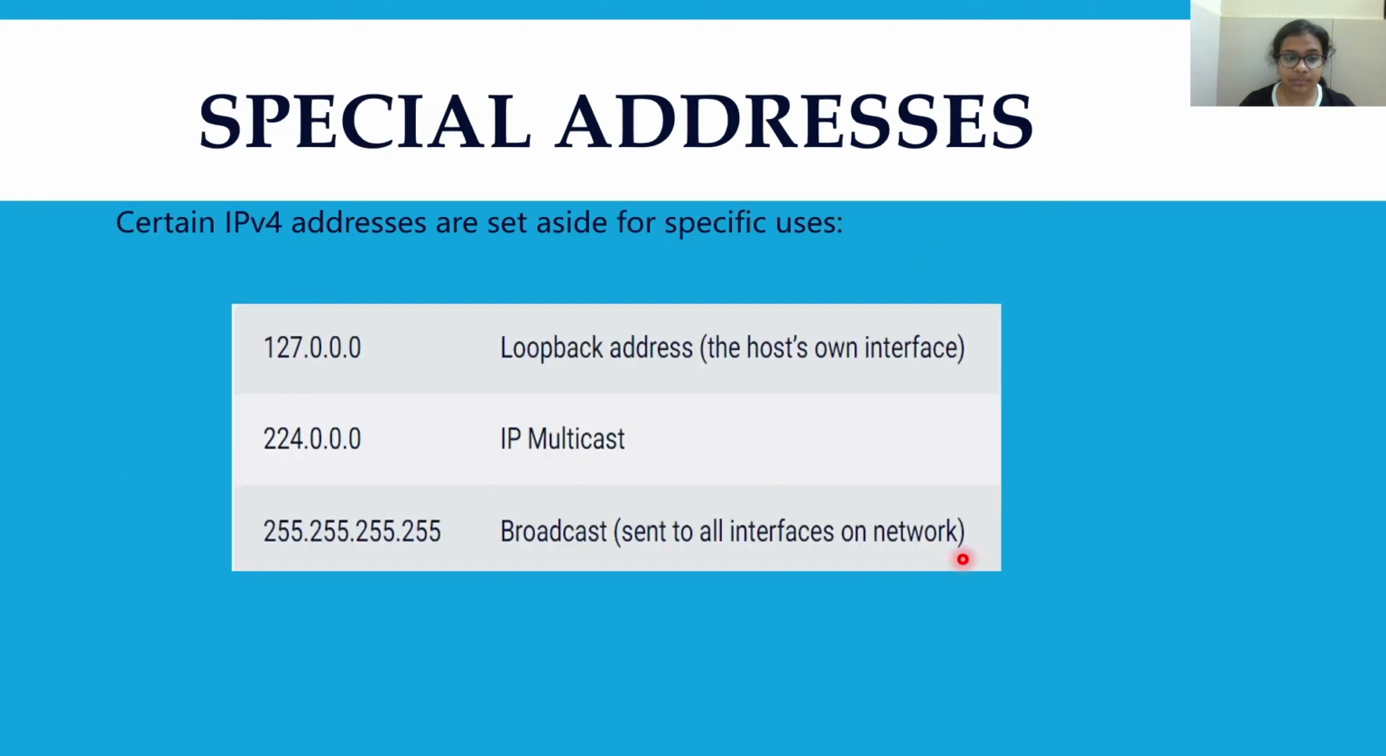Moving on, let us see about the special addresses. Certain IPv4 addresses are set aside for specific uses. So here we can see the IPv4 addresses which are specifically used. Here, 127.0.0.0 is the loopback address, which is a host-owned interface, and 224.0.0.0 is IP multicast, and 255.255.255.255 is broadcast, which is sent to all interfaces on the internet network.